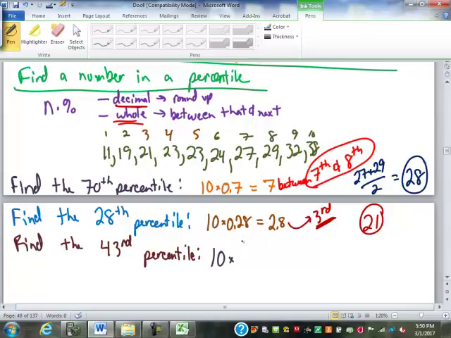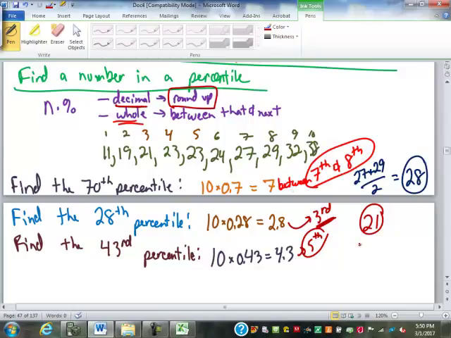So it's 10 times what? 0.43, which is 4.3. What do we do with that? Round up, yes, to the fifth. Even though it's only 4.3, we always round up. Because if we were to round down to the fourth number, 43% are not smaller than that one. So we have to round up.